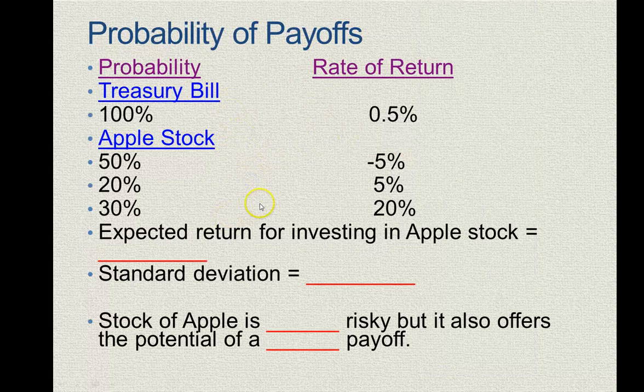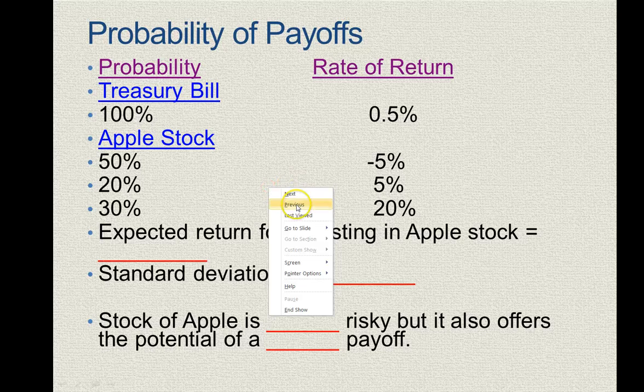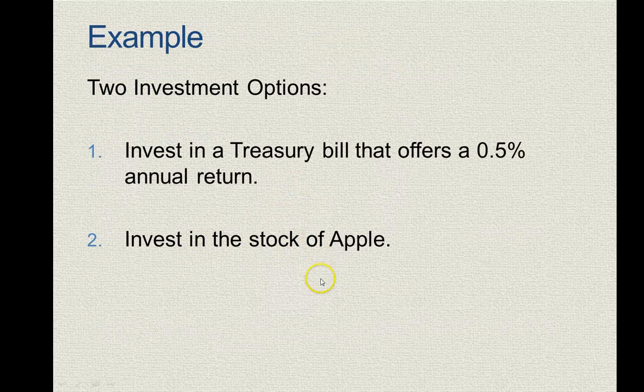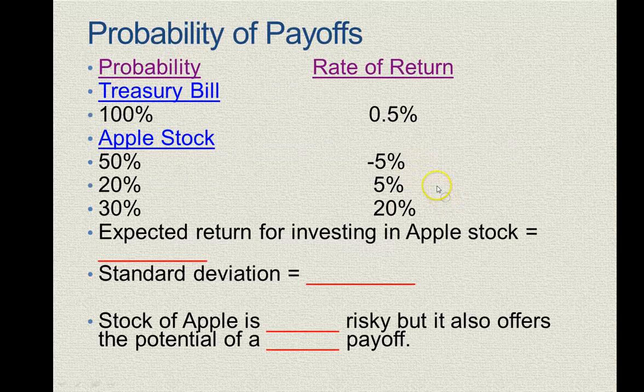And the second option is that you can invest in the Apple stock. Obviously, this investment involves risk, right? Because the stock price is always fluctuating. So here for the stock of Apple, we further have three possible situations. 50% chance the return will be negative 5%, and 20% chance the return will be positive 5%, and 30% chance the return will be positive 20%.